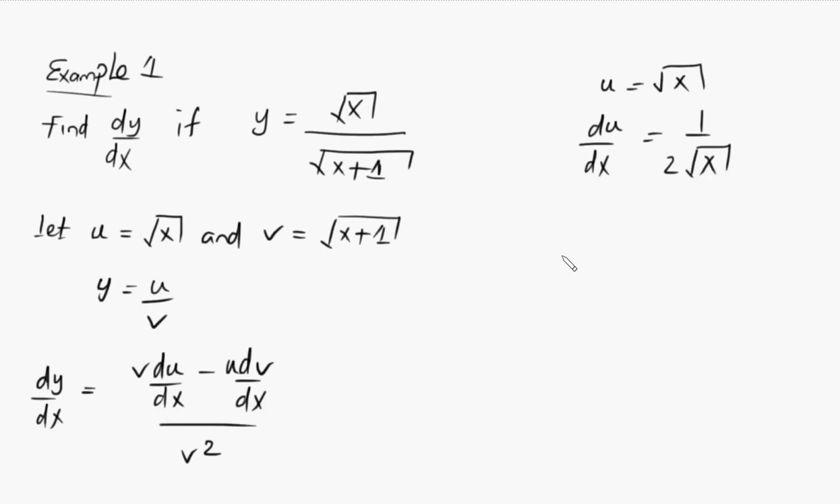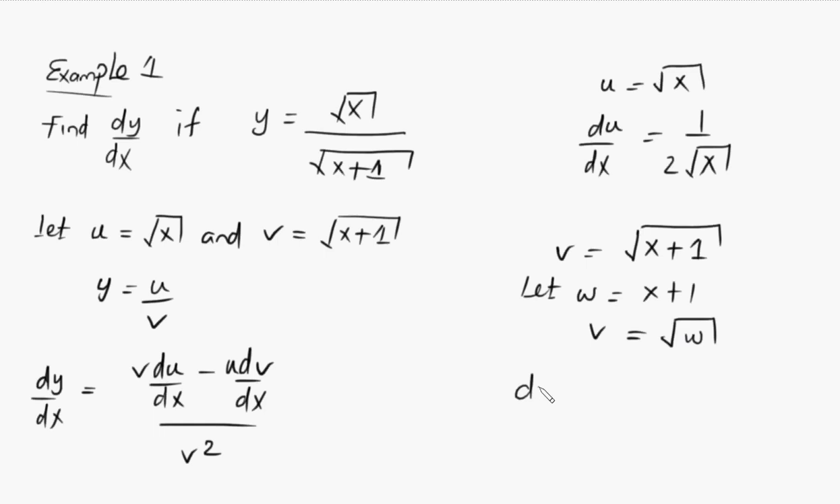And then my v is the square root of x plus 1. Now to get dv/dx here, I see this is a composite function. So I will let w be equal to x plus 1. That means v will be the square root of w. So dv/dx is just going to be equal to dv/dw times dw/dx. So I can get dw/dx here and dv/dw here.